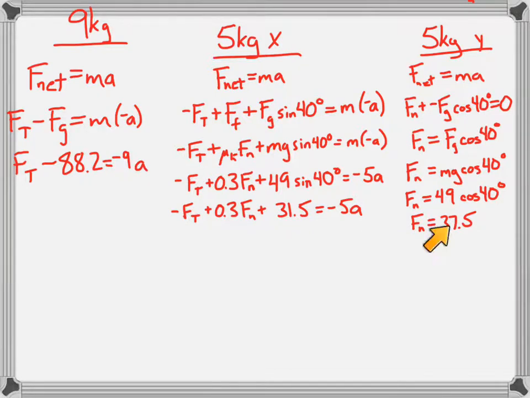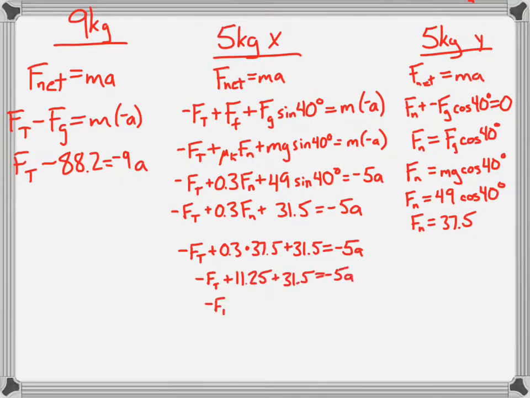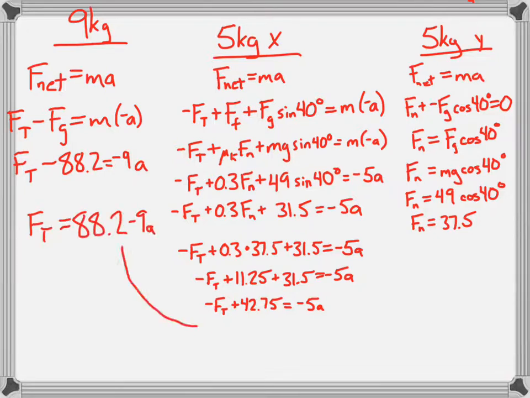Okay, now that I have this normal force, I can plug it into here. Let's do that. And let's do a little simplifying. And voila. So now I have this equation with tension, force, and acceleration that are unknown. This one has tension, force, and acceleration as unknowns. So I have two equations, two unknowns. And I want to figure out the acceleration of the system. So I want to solve for f sub t, the tension force. And then I am going to substitute that in down here.